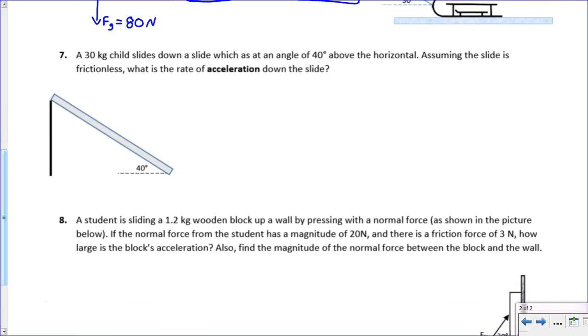Okay, problem number 7. We've got another inclined plane problem here. In this one, it's a child going down a slide. There's no friction. All right. So all that we've got on this problem here is gravity going downward, Fg, and the normal force from the slide.